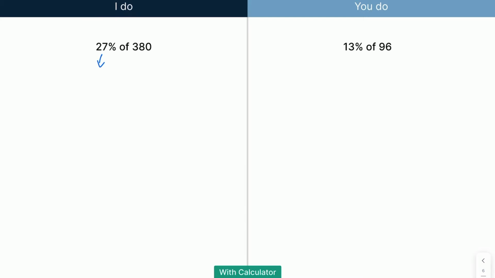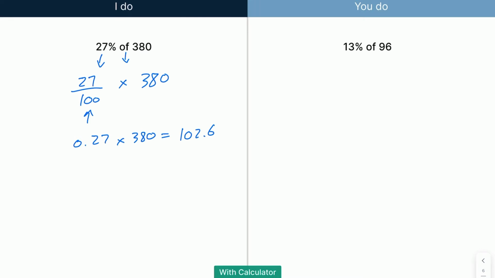Now percentage is out of 100, so we can write this as 27 out of 100. The of becomes a times, and 380. You can just type that into your calculator. Now we can make it a little bit easier. This can just be written as a decimal. So hop the decimal out twice: 0.27 times 380. Now all you need to do is type 0.27 times 380 onto your calculator and you get an answer of 102.6.